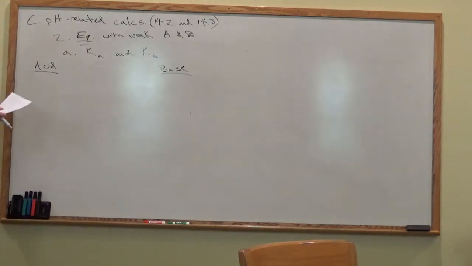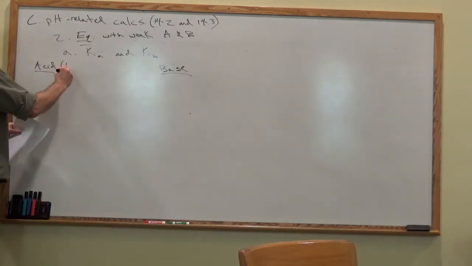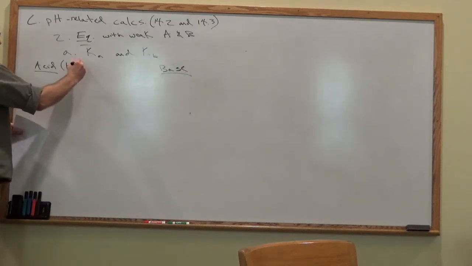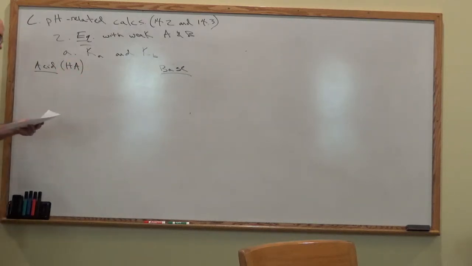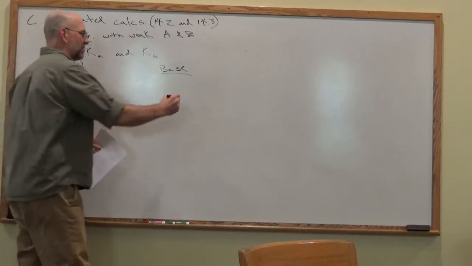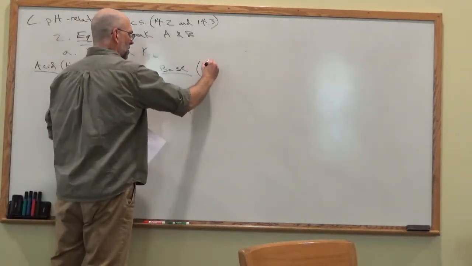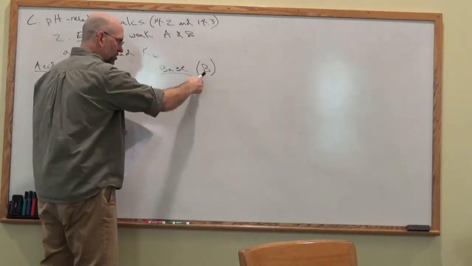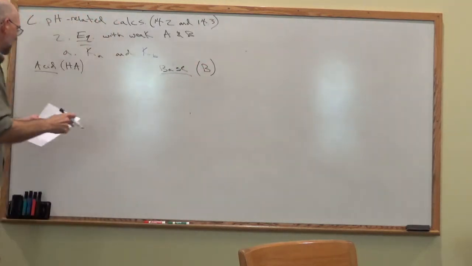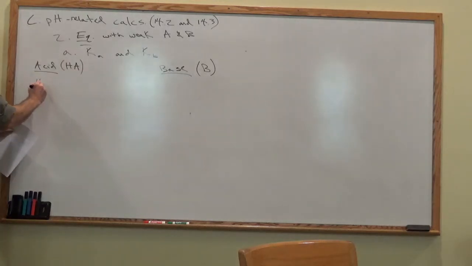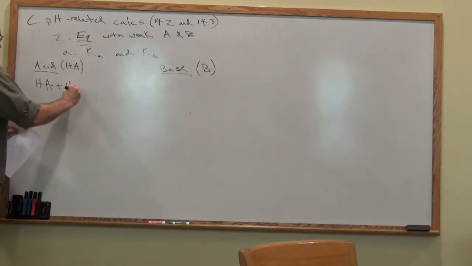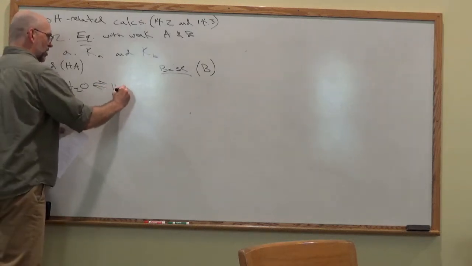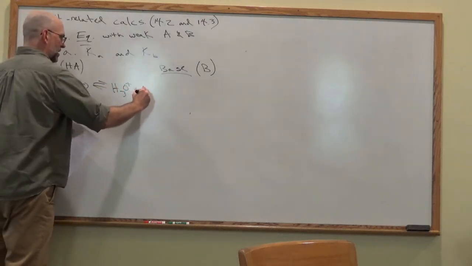So generically, if you have a generic acid, we just call it HA, because it has to have H, and the A is a placeholder for the rest of the molecule. Now with a generic base, we don't want to put an H with it because it accepts the H, so we're just going to use the letter B, just generic. So we would write HA plus water in equilibrium with H3O plus and A minus.